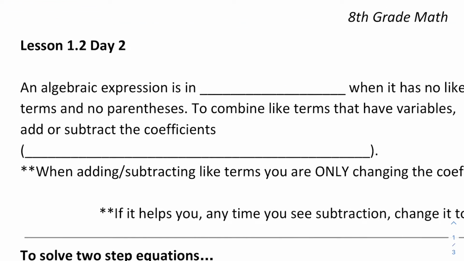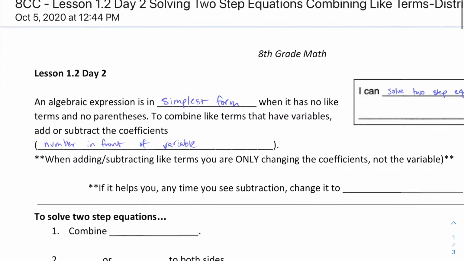An algebraic expression is in simplest form. You'll hear us talk about that a lot. When it has no like terms and no parentheses. To combine like terms that have variables, add or subtract the coefficients. What are coefficients? Coefficients are numbers, the number in front of the variable. Okay. When adding or subtracting like terms, you are only changing the coefficients and not the variable.